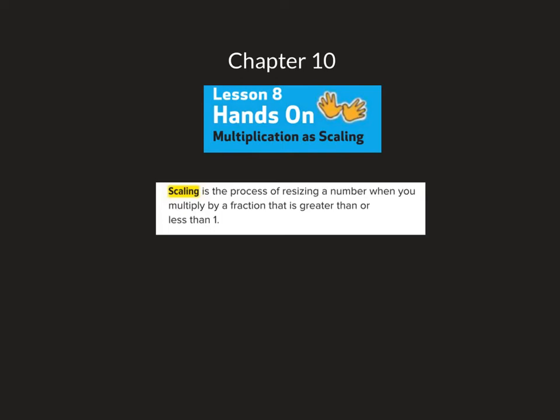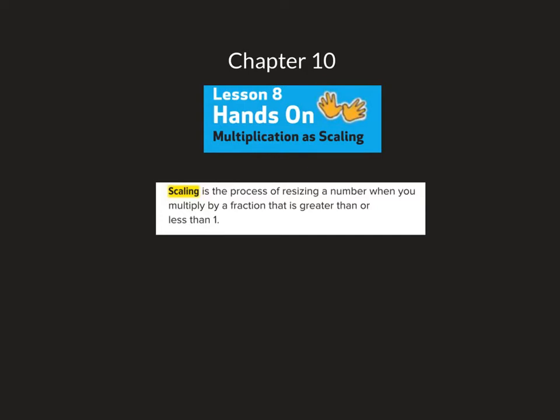Today we're going to be talking about multiplication as scaling. When you look at a map, they use a scale factor. That means they're taking the actual world and making it smaller, but it's proportionate to how it actually is in the real world, if that makes any sense.